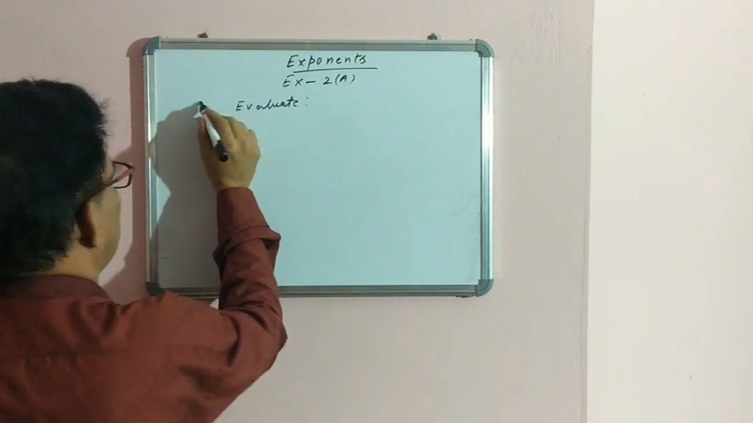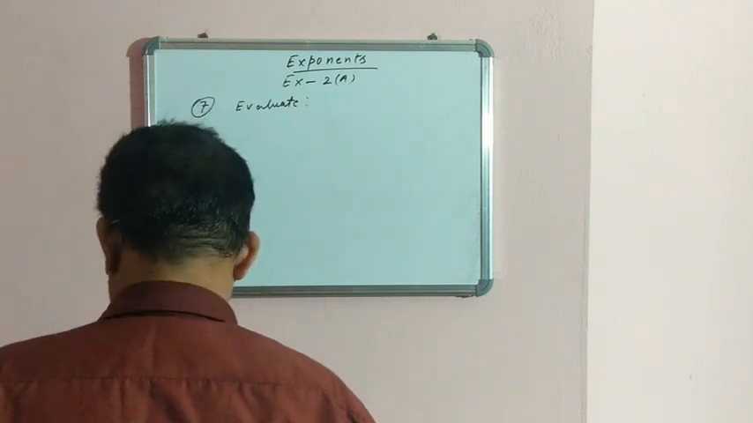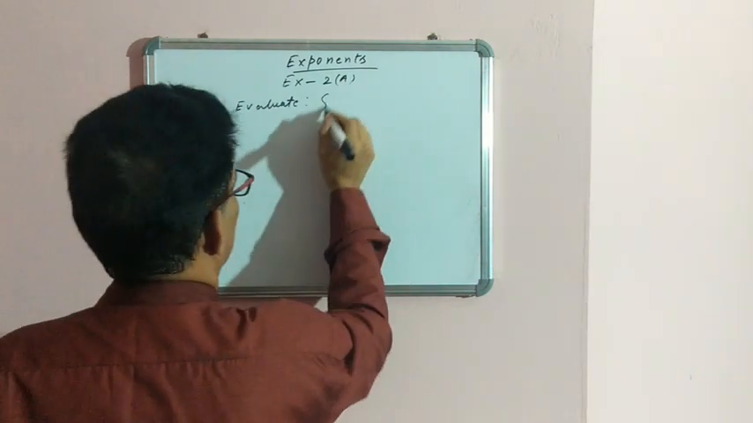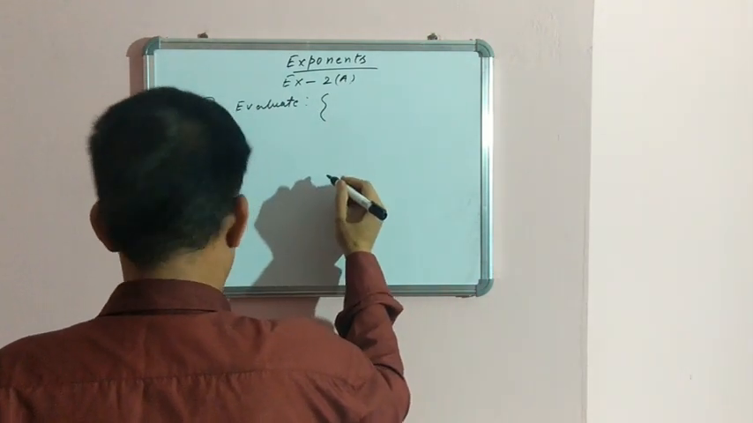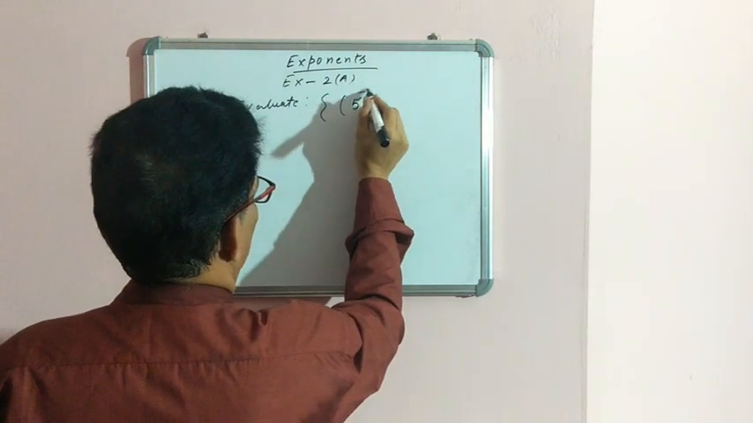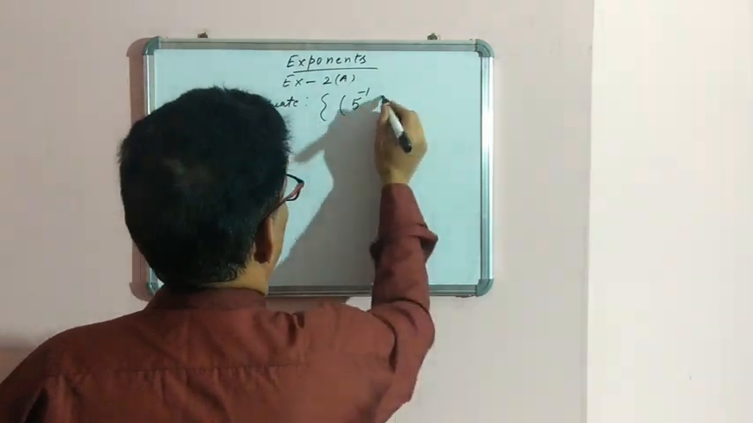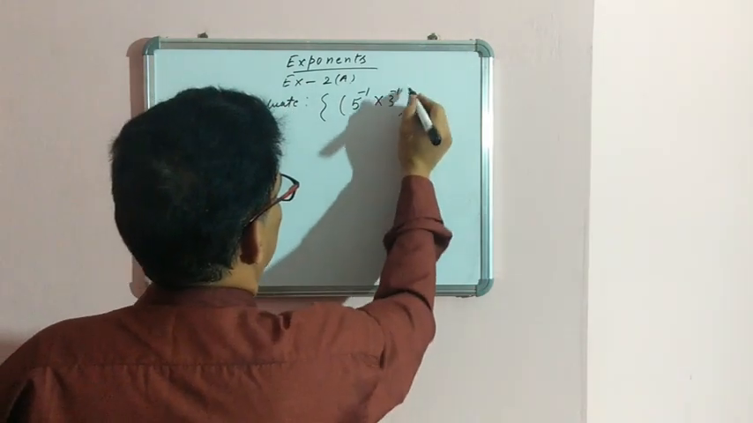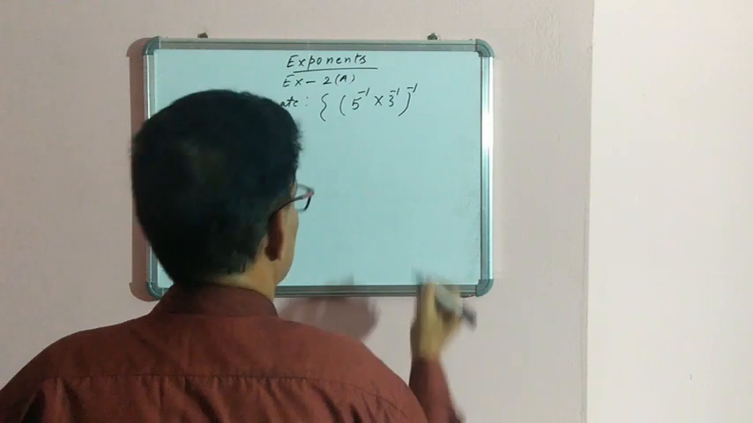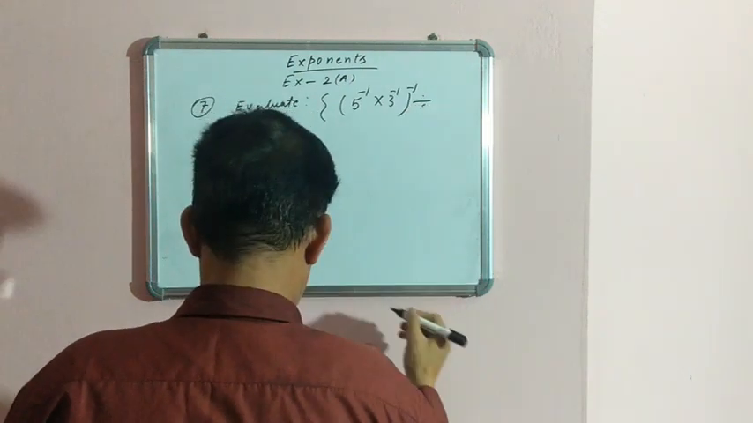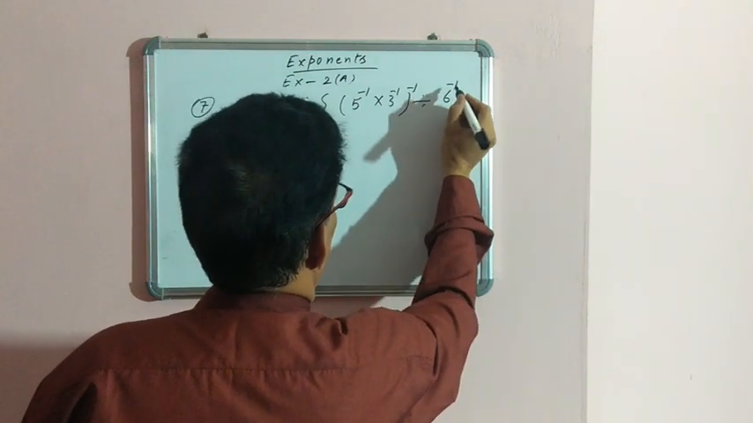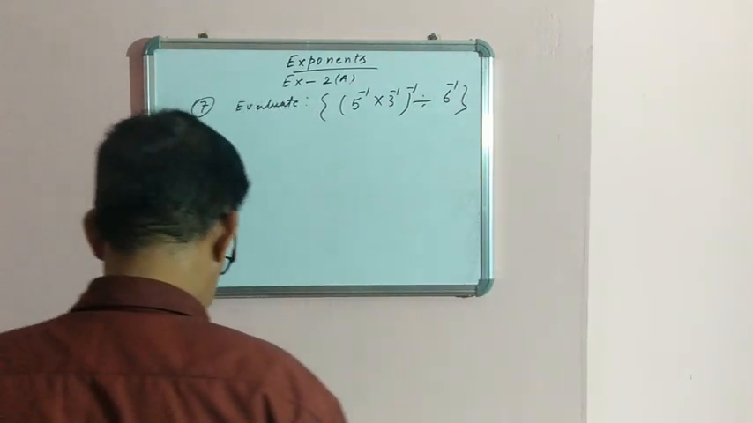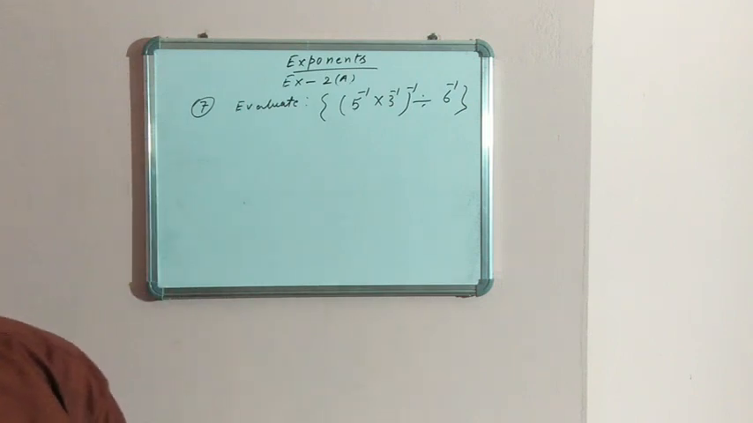Next question I am taking question number 7. We have to evaluate. The question is evaluate 5 power minus 1 into 3 power minus 1, whole power minus 1, this divided by 6 power minus 1. So we have to evaluate this one.